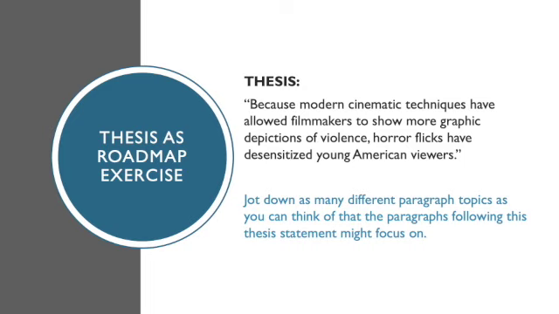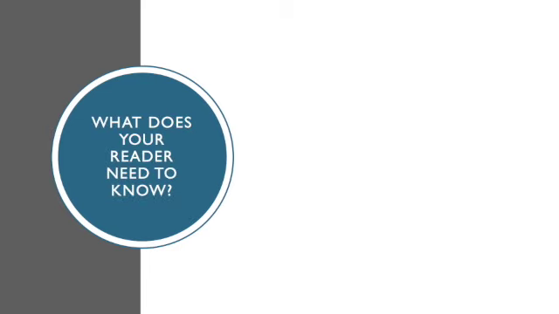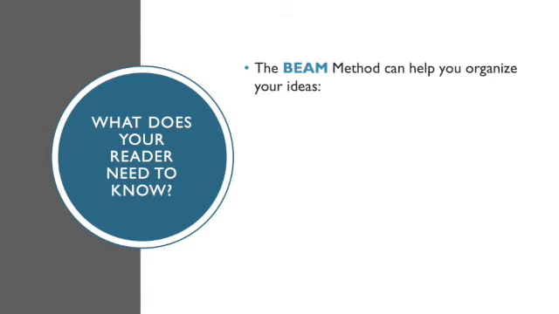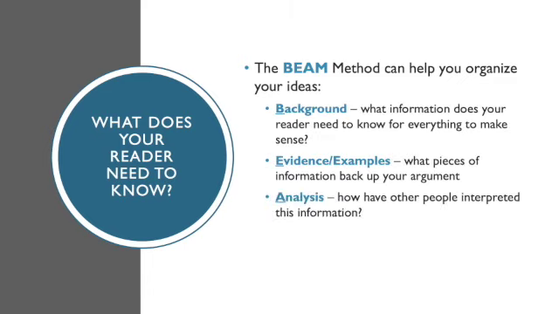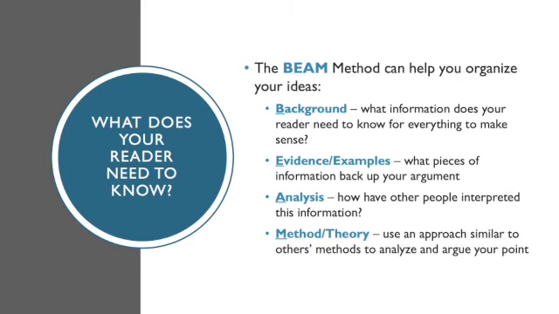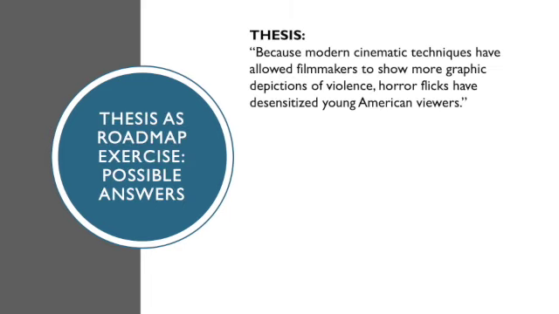And before you pause, I have one more slide that might help you think about this, right? So this is sort of the idea of thinking like, what does your reader need to know in order to understand the validity of your argument? And the BEAM method can really help you think about this here. Like, what background information do they need? What kinds of evidence do you have to present? How have other people interpreted this information? And is there a particular approach that readers need to understand? So go ahead and pause if you want to experiment with this and just make a list of all of the potential body paragraphs that you would expect to see in an essay for which this was the thesis.